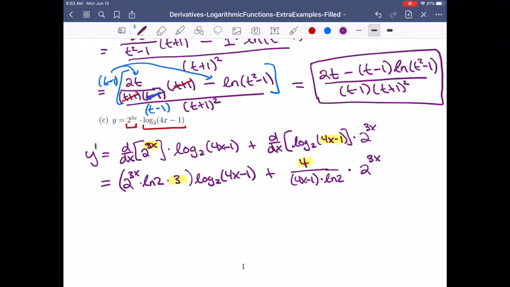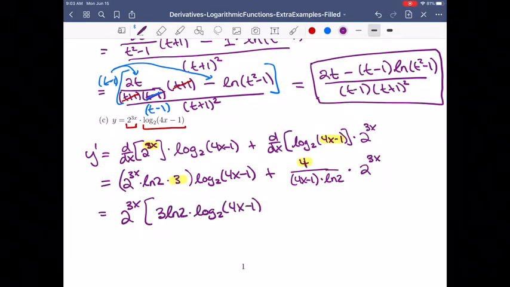Then maybe we want to factor out, the only thing I think they have in common is this 2 to the 3x. Okay, so I'm going to have 3 ln 2 times log base 2 of 4x minus 1 plus 4 over 4x minus 1 times ln 2. Okay, so that would be my derivative here.